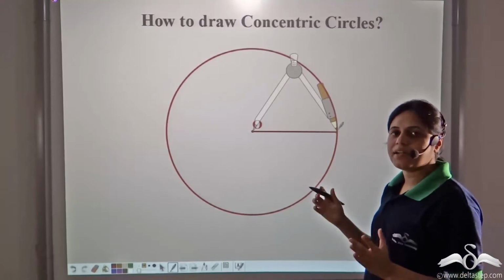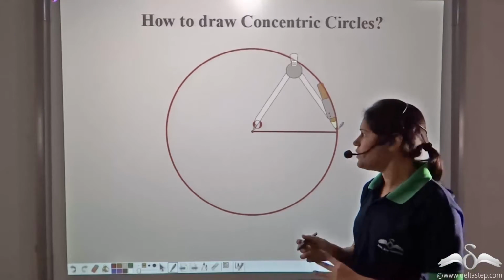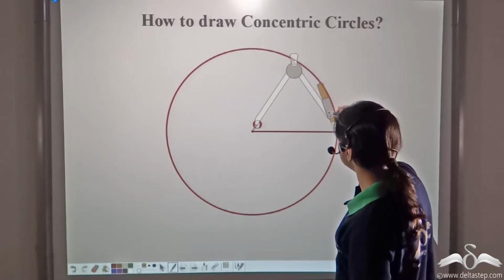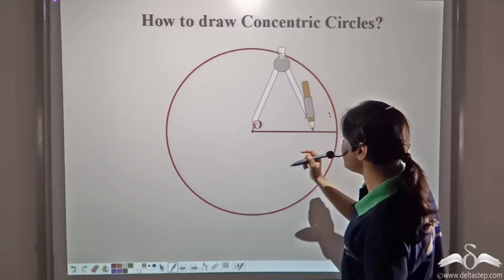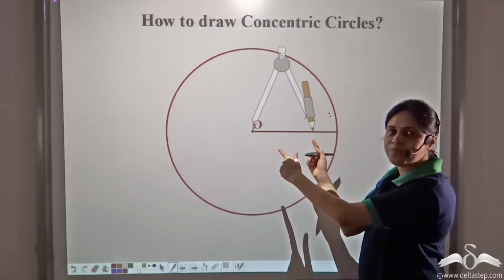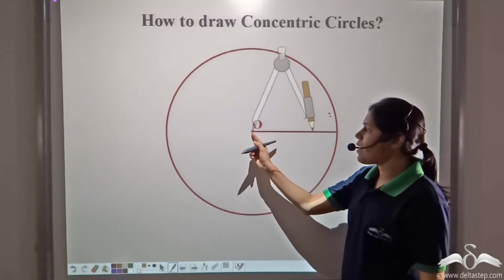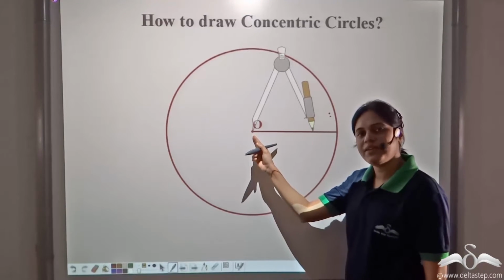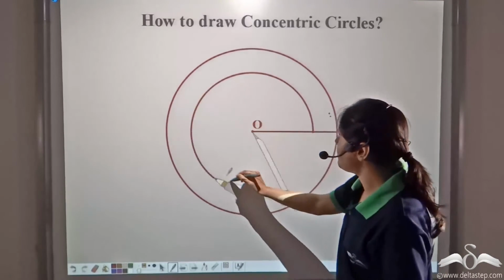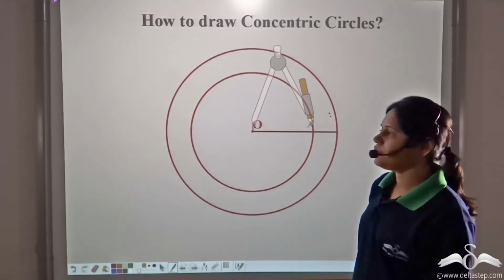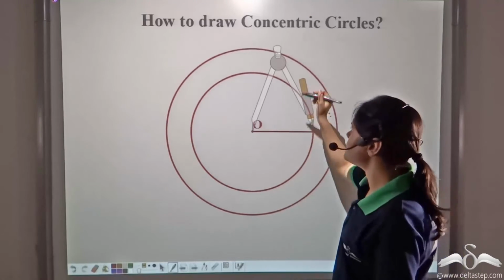Now we need another circle with the same center but different radius. So what we do is, we change the radius. We can change the radius simply by changing this distance. But remember, the center has to be fixed. So the sharp end has to be fixed at this end. Now again, we rotate the compass. So we see that these two circles are concentric circles.